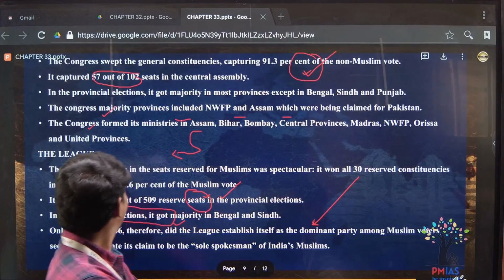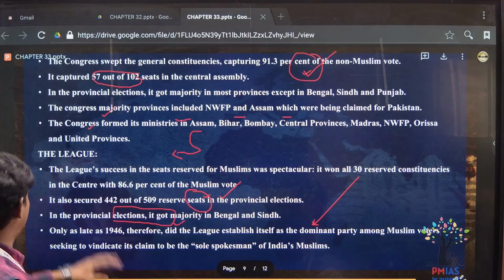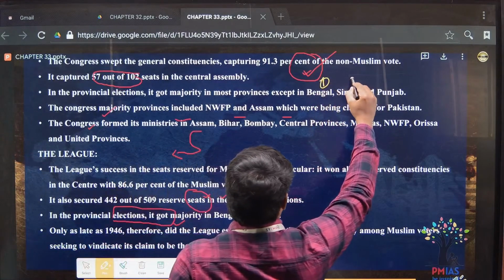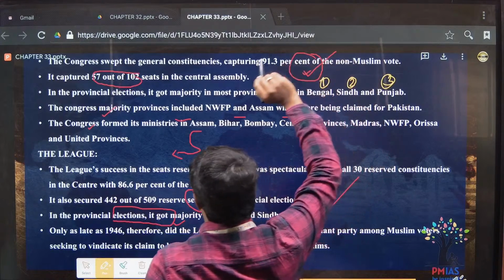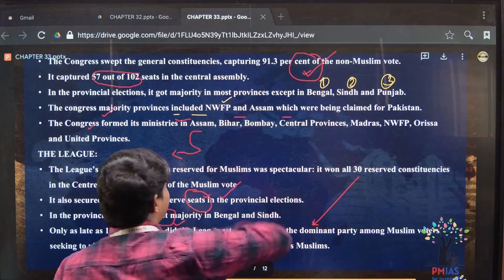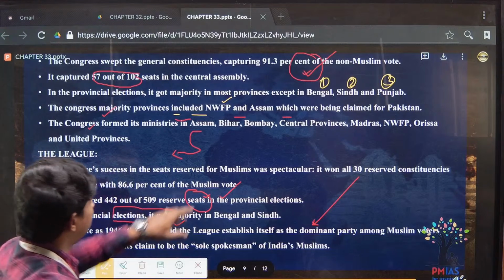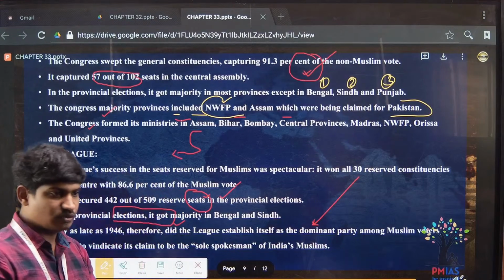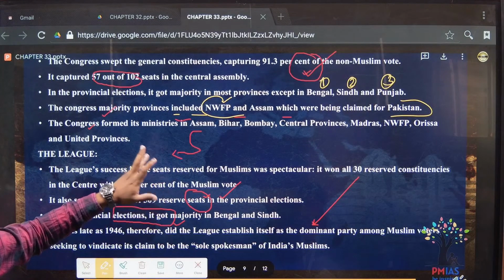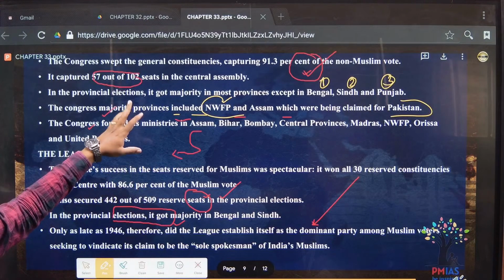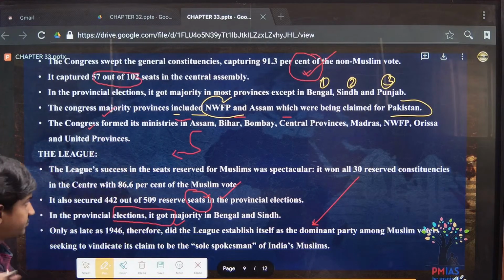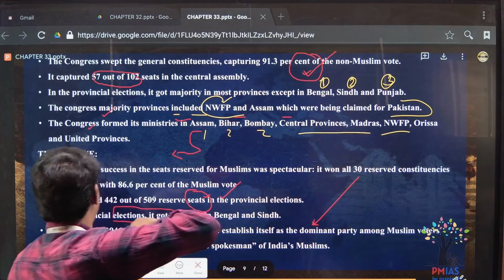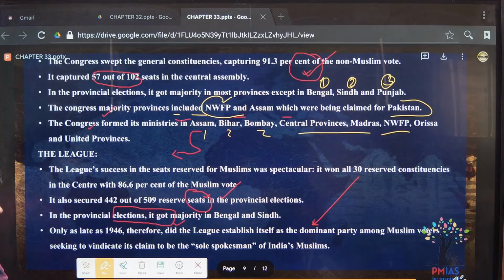And then, where did the Congress lose the majorities? Bengal, Sindh and the Punjab. And the majorities were in the Northwestern Frontier Province and Assam, and these areas were the territories claimed for Pakistan, including present day Assam. In those two areas, the Congress showed their stance and formed ministries in Assam, Bihar, Bombay, Central Provinces, Madras, Orissa, Northwestern Frontier Province and United Provinces.